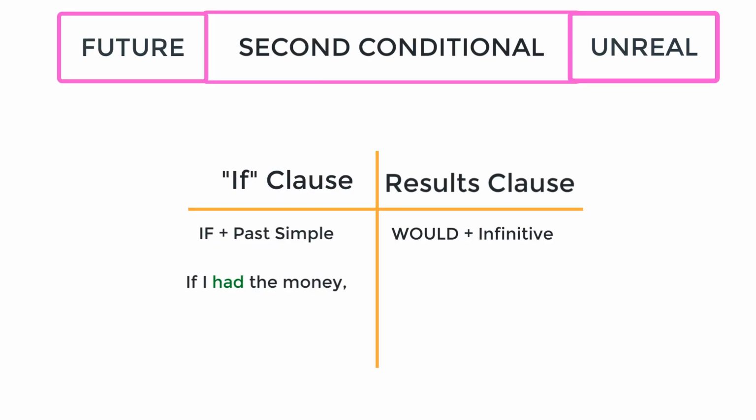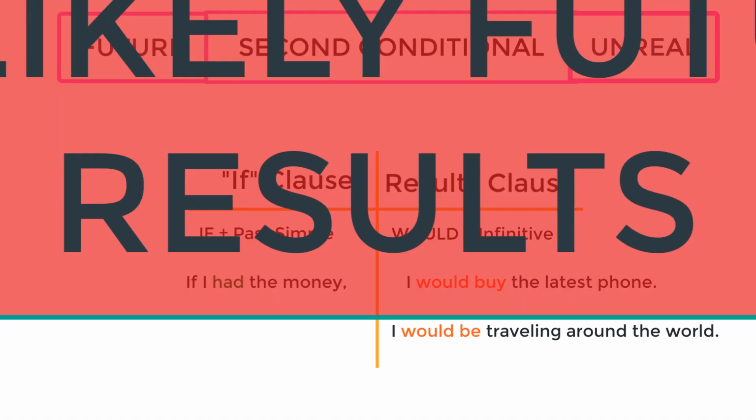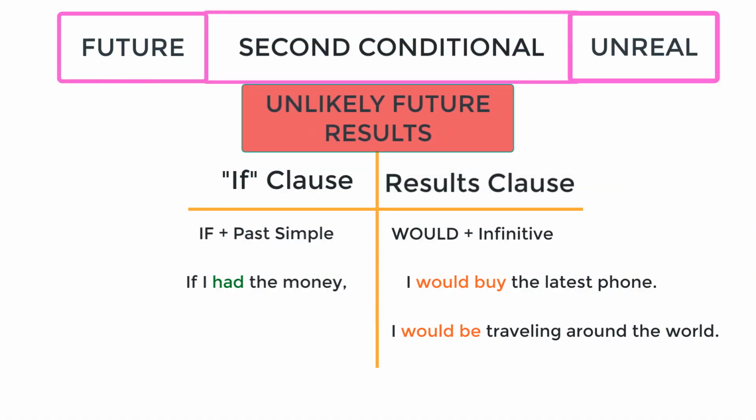If I had the money, I would buy the latest phone. If I had the money, I would be traveling around the world. But I don't, so I don't have the latest phone and I'm not traveling around the world. Again, the second conditional is used to express unreal, unlikely, hypothetical, and imaginary situations.